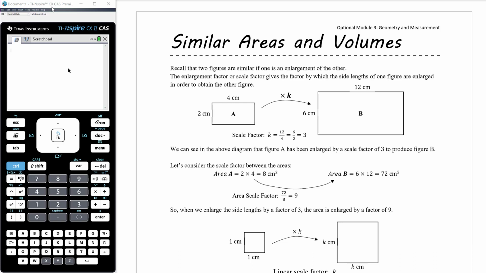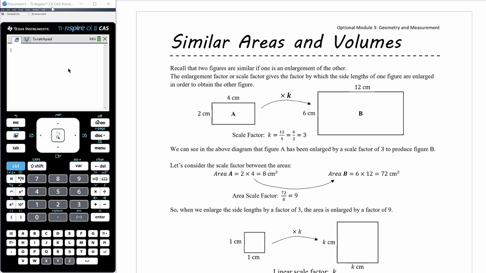Now the key thing and the whole crux of what we're talking about throughout this video is that when we double all the side lengths, we don't also double the area. Something different happens to the area. And we don't also double the volume. Something even different again happens to the volume. Okay, so let's have a look at a situation.